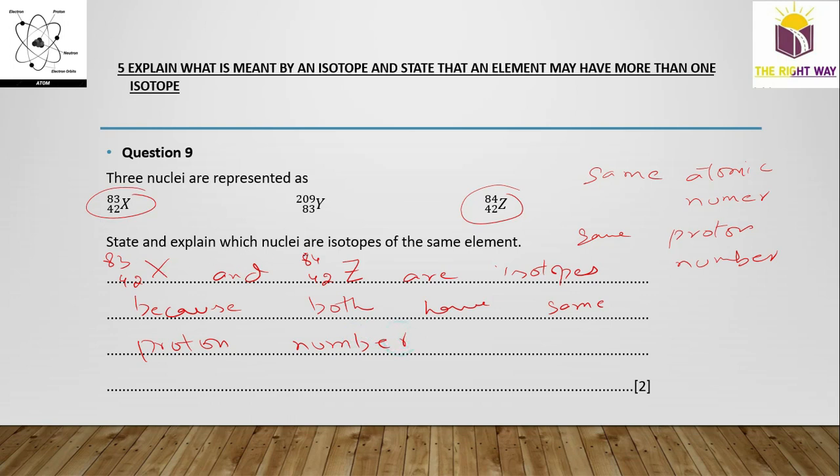If you write only X and Z, you will get 1 mark, because you have stated it. But for the 2 marks, you have to explain it. And how can you explain it? It's very simple: because both have the same proton number.